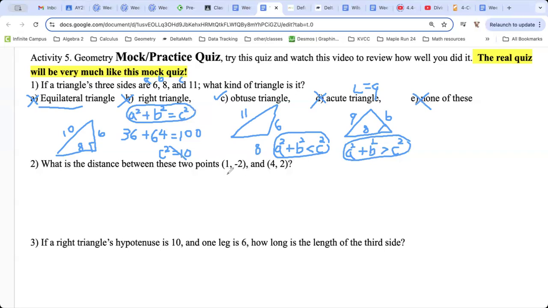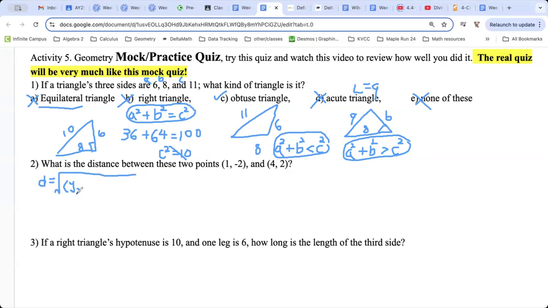Okay, number two, what is the distance between 2 points? In this case, 1 and -2 are the coordinates for the first point, and 4 and 2 are the coordinates for the second point. And what's the distance formula? If you remember, that'd be great. If you don't, that's also fine. The distance formula is just an extension of the Pythagorean theorem, okay?